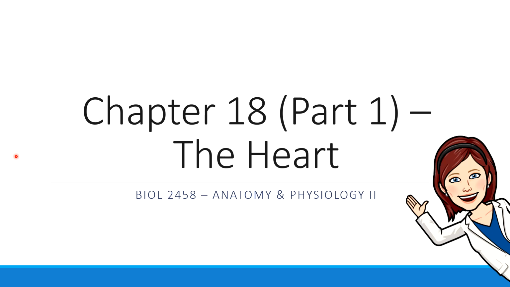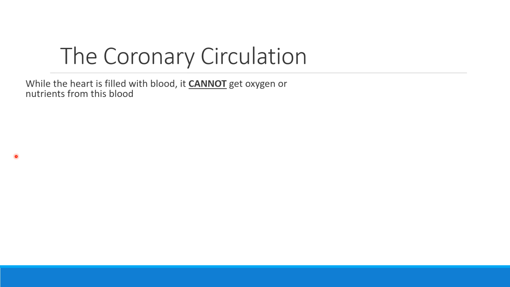In this short video, we're going to talk about the coronary circulation, which is the blood supply that specifically goes to your heart. An interesting and important fact about the heart is that even though it's constantly pumping blood, all that blood inside of the heart does not share oxygen or nutrients with the heart muscle itself. The heart muscle is constantly contracting though, and muscle contraction takes nutrients and oxygen.